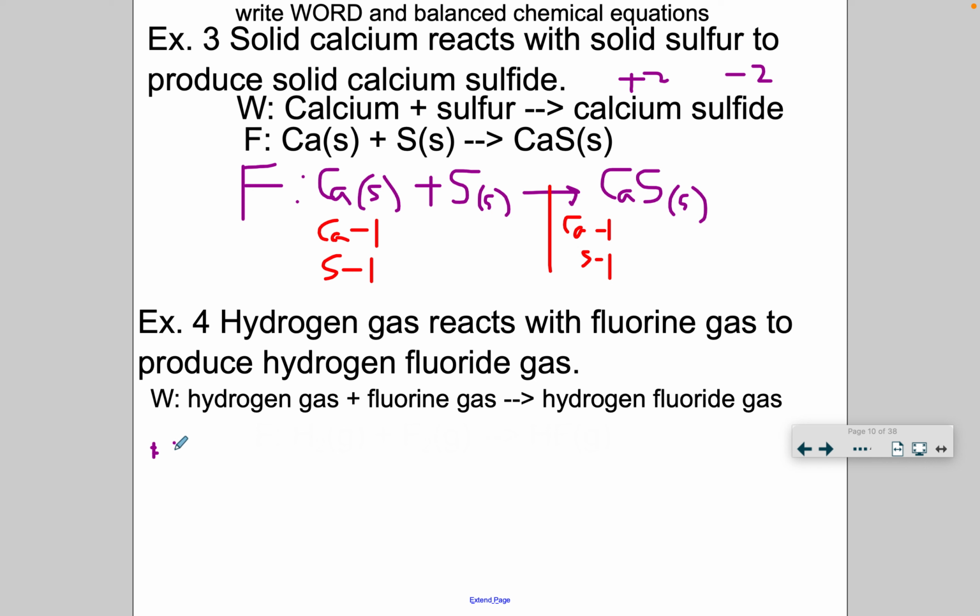So hydrogen gas is H2, and the state of it is gas, plus fluorine gas, so that's going to be F2, that is also gas, G, produces hydrogen fluoride. Hydrogen's got a +1 charge, fluorine -1, so I just need 1 of each, and it's a gas. Is it balanced?